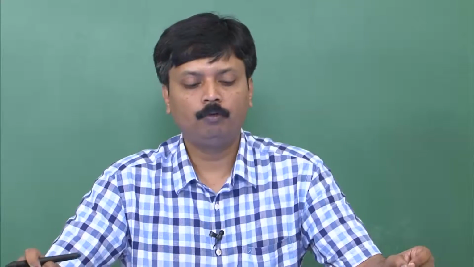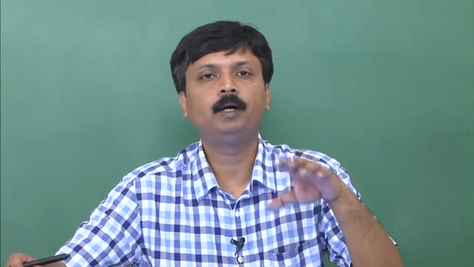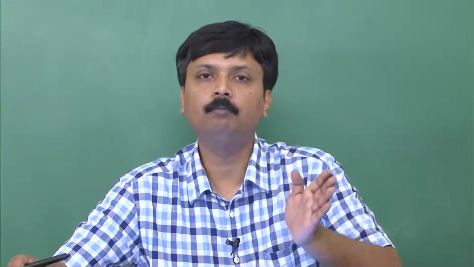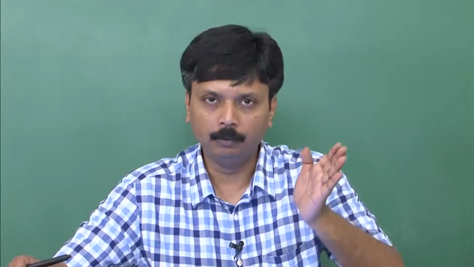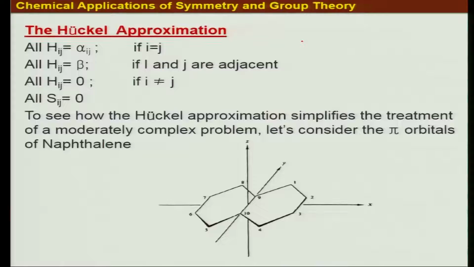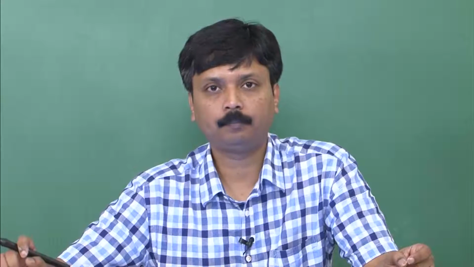Okay, so for us, the Huckel approximation will be a pretty valid approximation, and that will help us in various different ways. We will see that soon. So what is this Huckel approximation? The Huckel approximation says that all the Hij's are equal to alpha ij, provided i equals j.